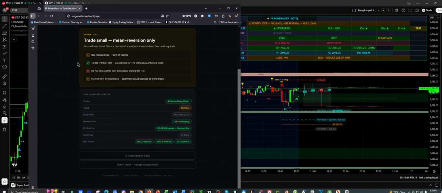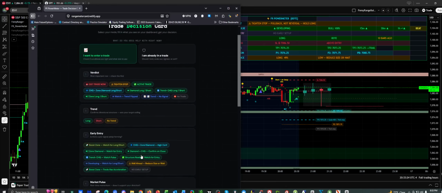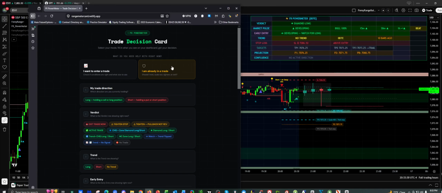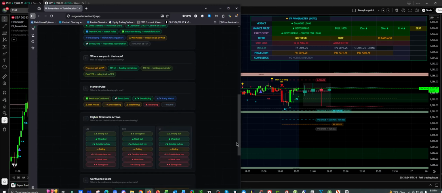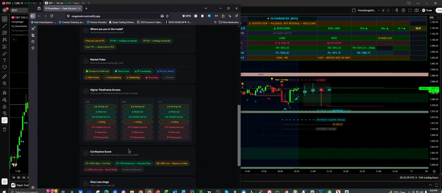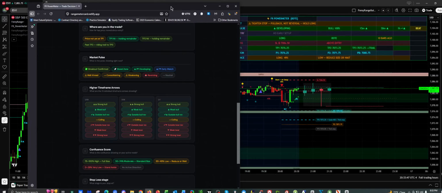All right. So you get this tool, and you can check again. If you're already in a trade, you can click on this, I'm already in a trade, then you select all the points that you want to select and run the result, and it gives you what you need to see to help you understand how to really read this tool in real time.